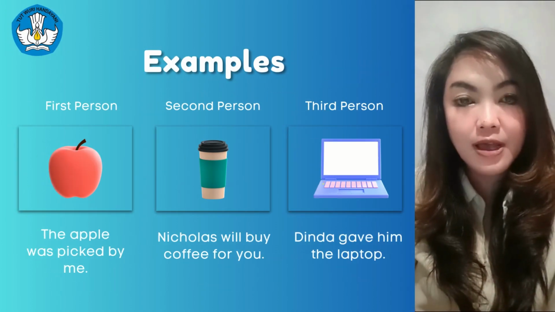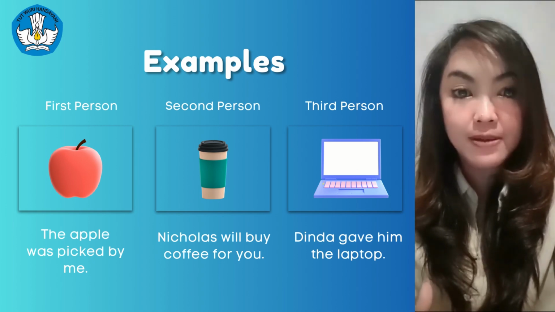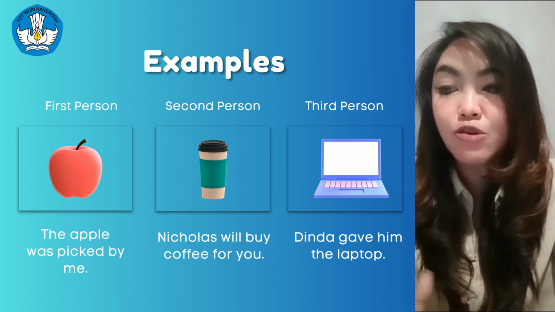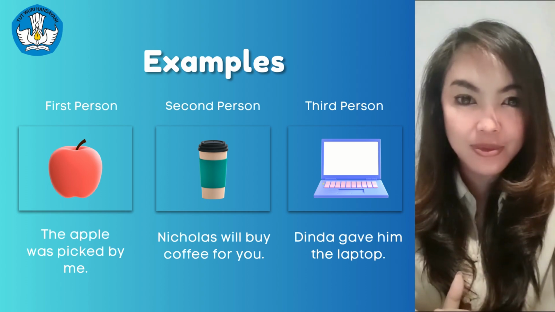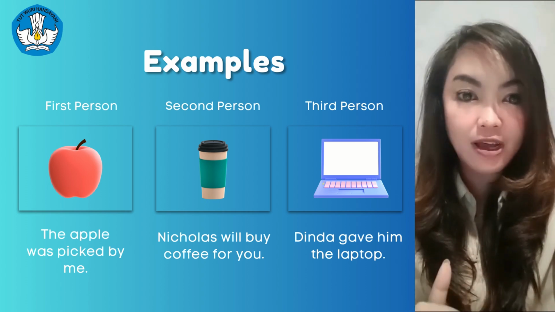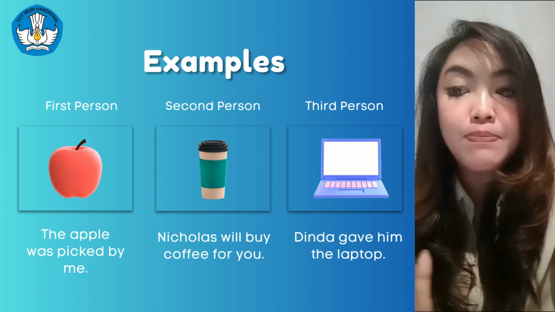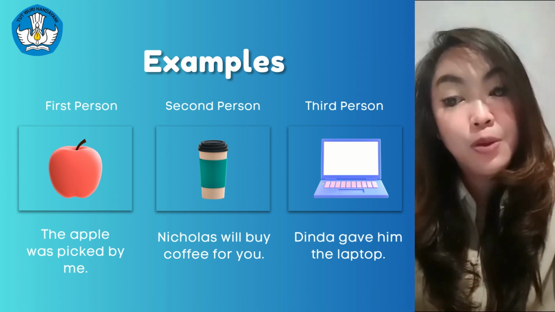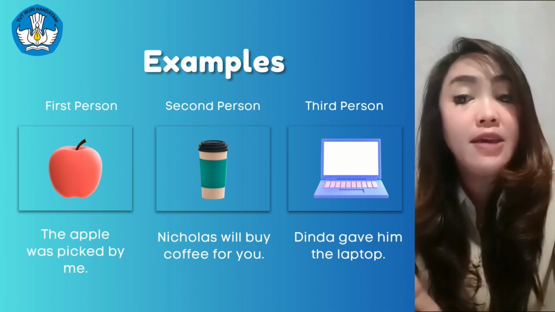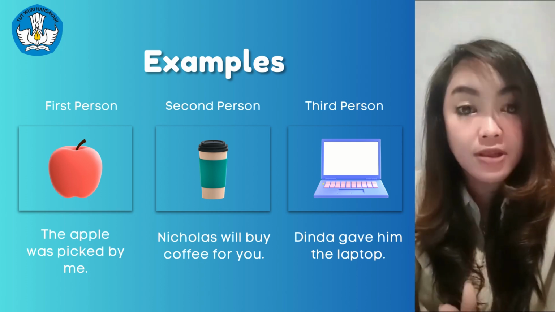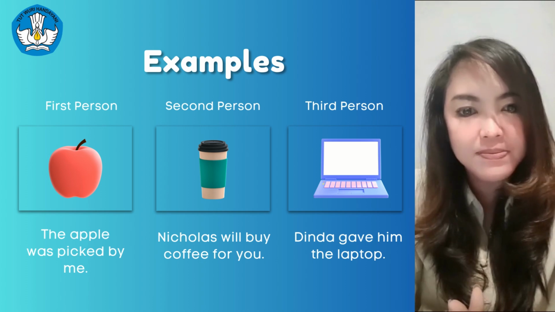For examples, for the first person: the apple was picked by me. The personal pronoun me refers to the speaker of the sentence. The example for the second person: Nicholas will buy coffee for you. The personal pronoun you refers to the person being spoken to. The third person: did I give him the laptop? The personal pronoun him refers to the person being talked about.